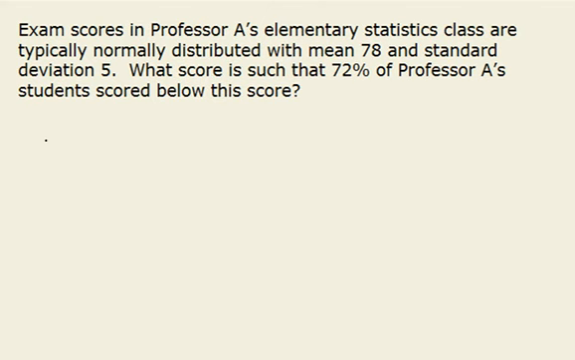We have that exam scores in Professor A's elementary stats class are normally distributed with a mean of 78 and a standard deviation of 5. So what we know is that our mu is equal to 78 and that our sigma is equal to 5.